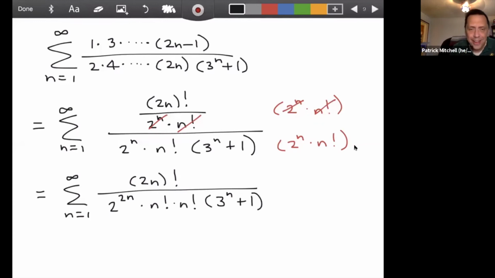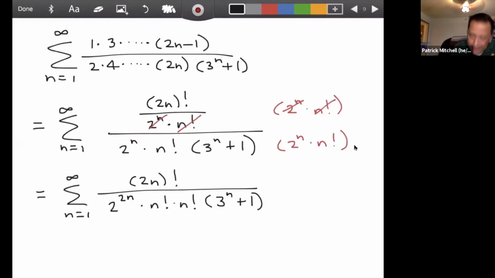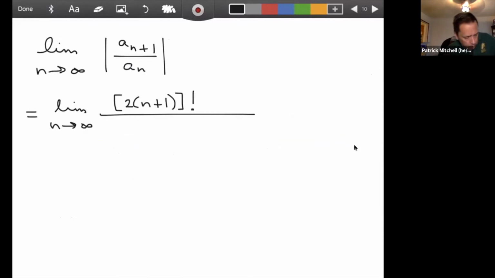All right, so now let's use the ratio test. The limit as n increases without bound of absolute value a sub n plus 1 over a sub n. And again, I do not need the absolute values. All these terms are positive. Okay, now I need to be careful here. A sub n plus 1 is going to be the factorial of 2 times n plus 1. See how I'm doing that? Over.